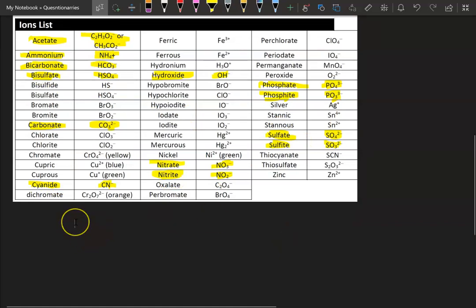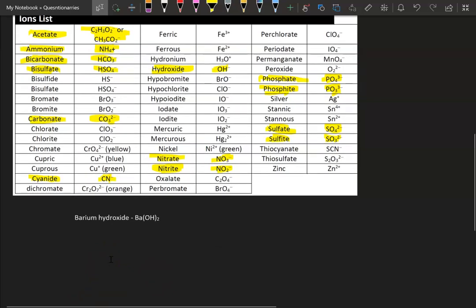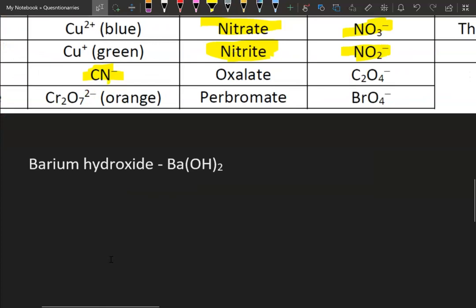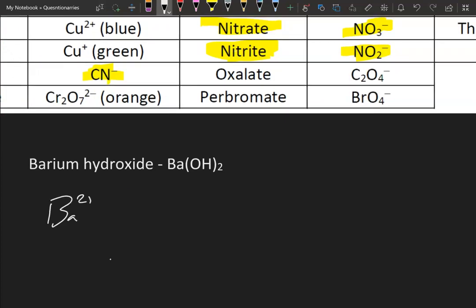Now as we talk about writing formulas and naming the compounds, we have to make sure we pay attention to the subtle details that are present. Those details are based around the charges of both the metal and the polyatomic ion. For example, the first one here, barium hydroxide. Barium has a charge of +2, and the hydroxide has a charge of -1. So it's going to require 2 hydroxides to balance that 1 barium.